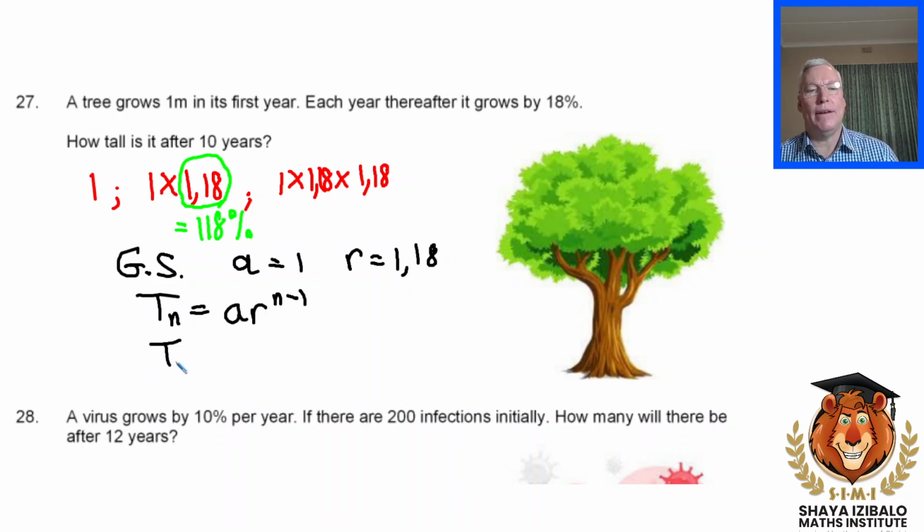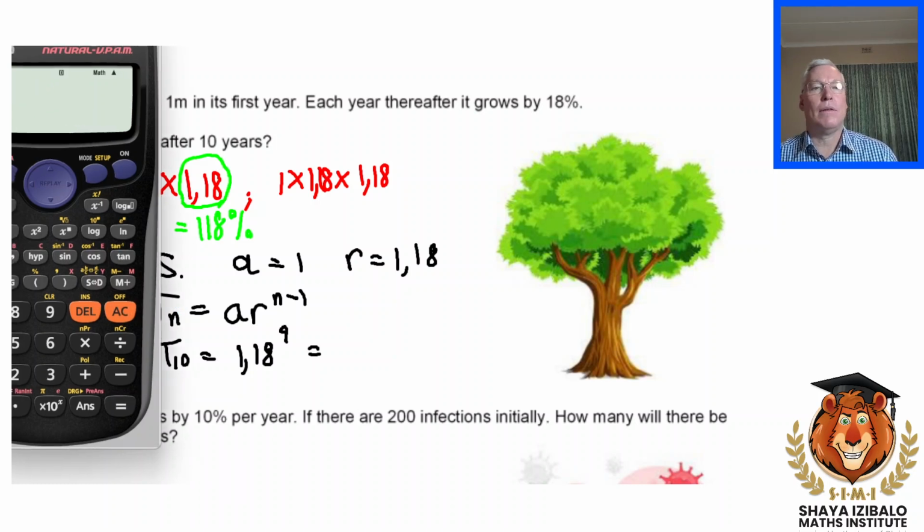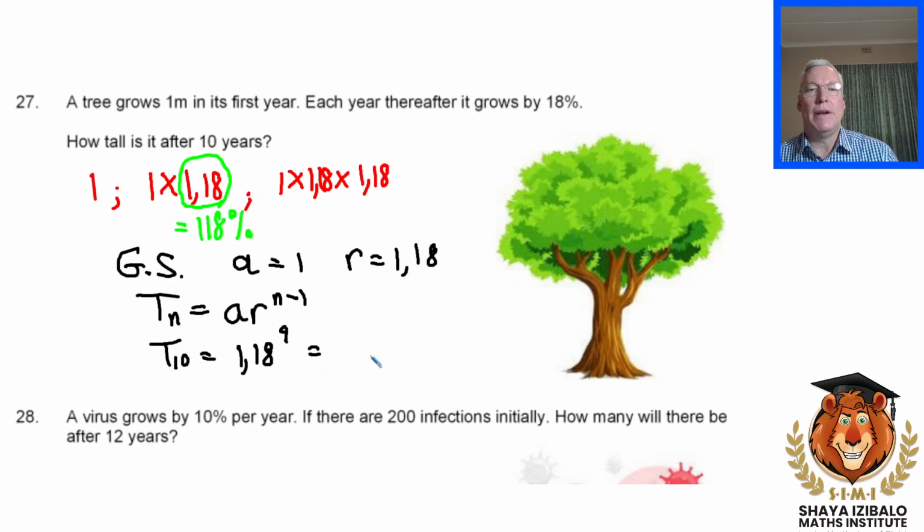So in fact, T10 is just going to be 1 times 1,18 to the power of 9. Let's have a look at what that is. 1,18 to the power of 9, and we get 4,43, or 4,44 meters.